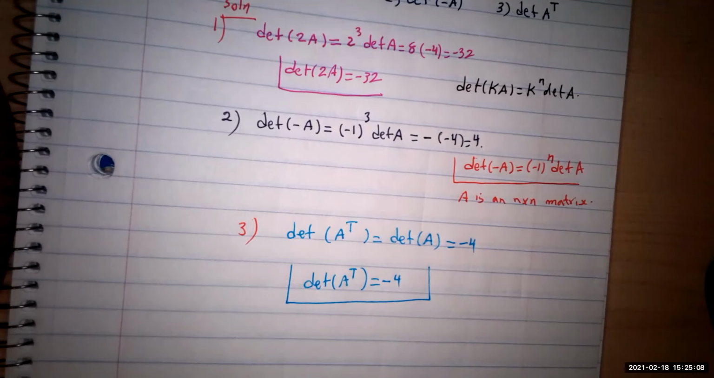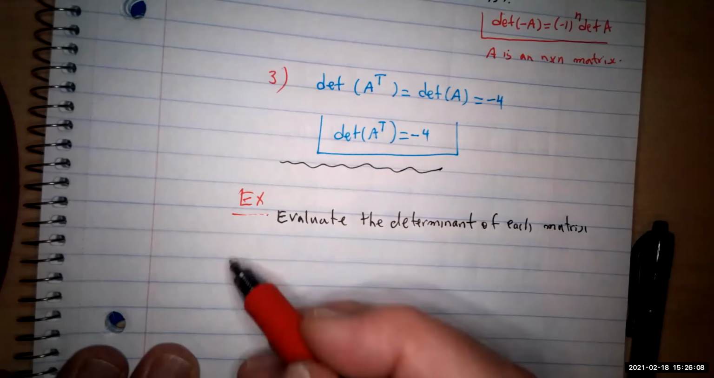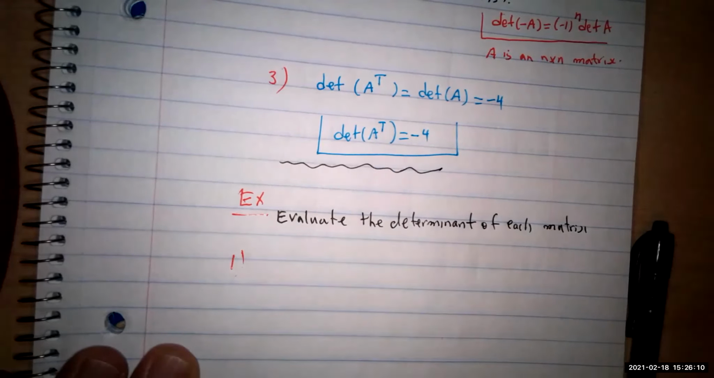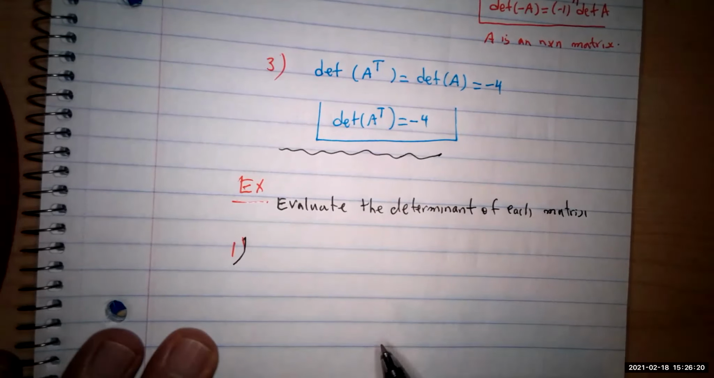So what's going to be the other example? The example is that we want to evaluate the determinant of each matrix. Let's see what type of matrices we are going to have. Let's take the first one. The first one is a 5 by 5 matrix. Let me explain it.